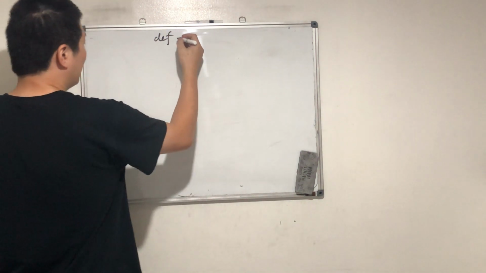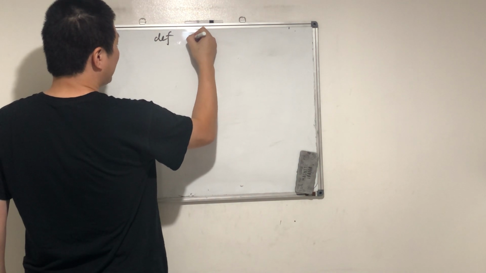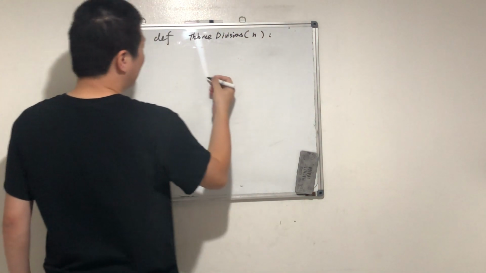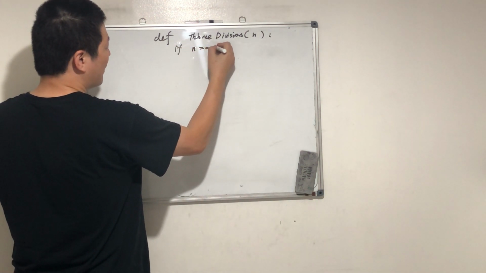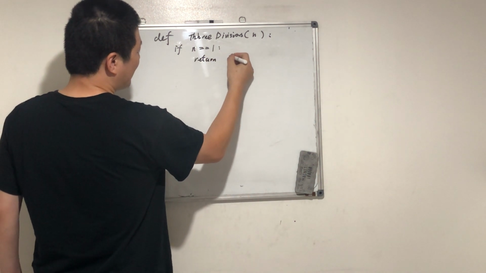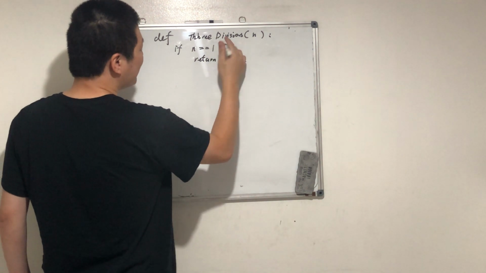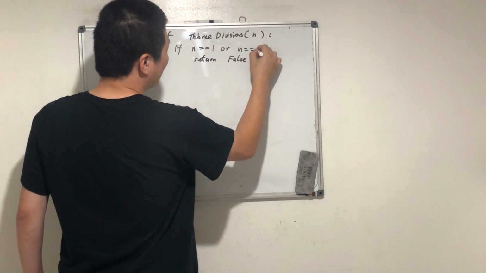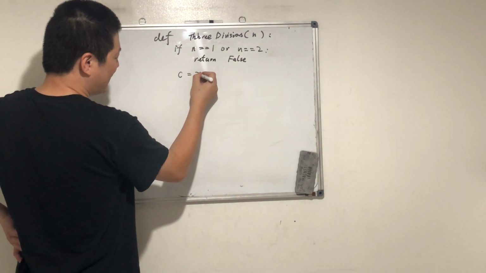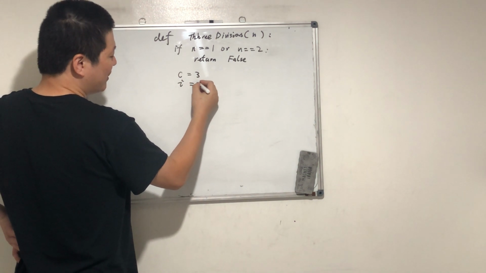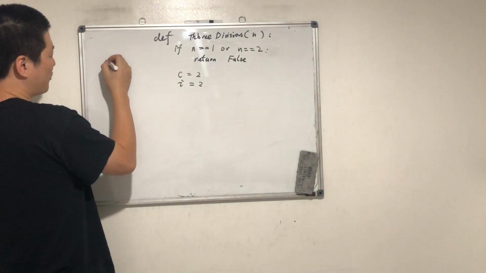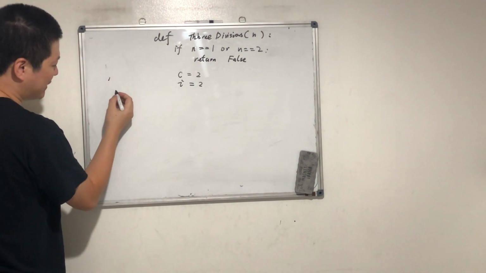Define, let's say, 3 divisors, with n. If n equals 1 or n equals 2, return false. Then we have a counter c equals 2, because we counted 1 and itself. And we start i from 2.